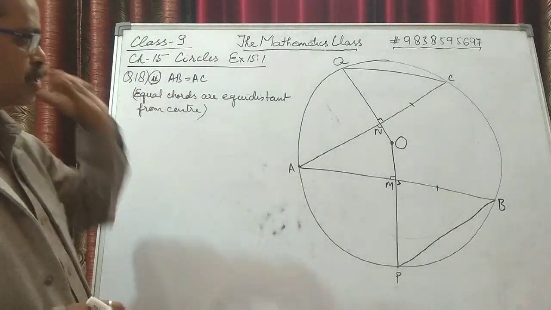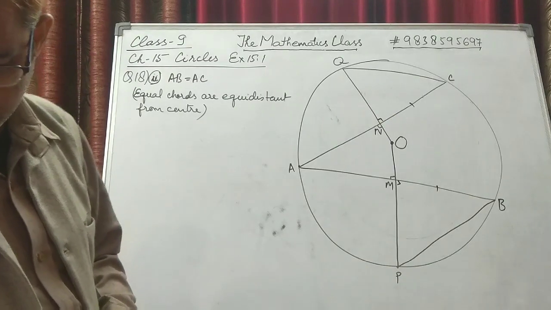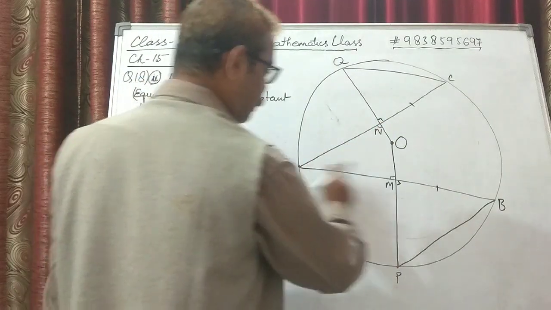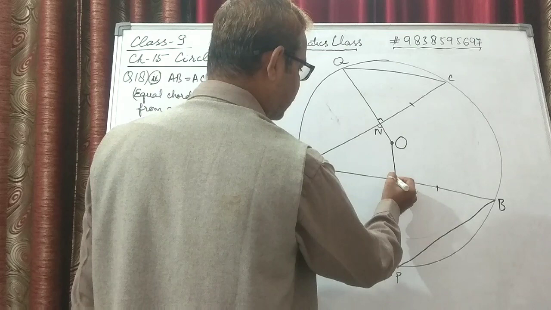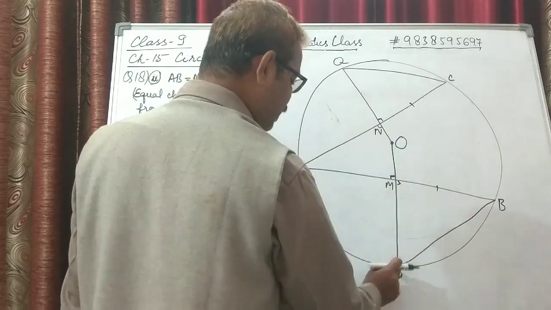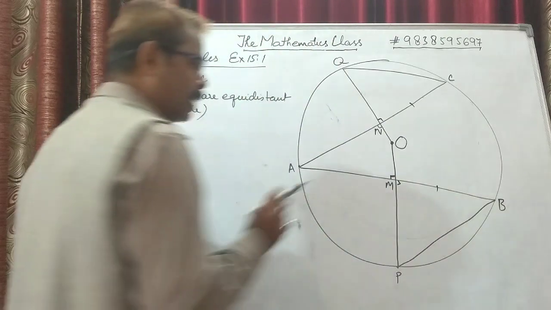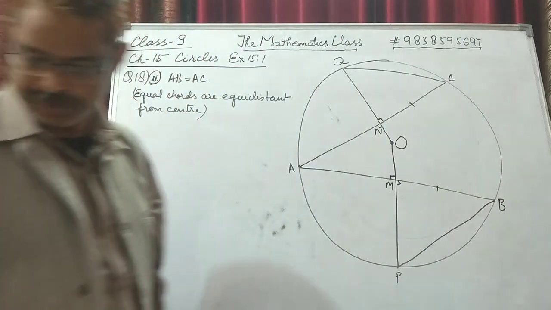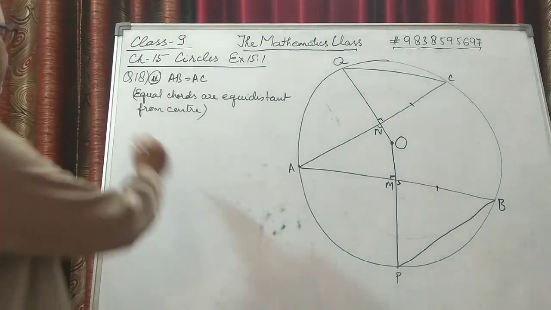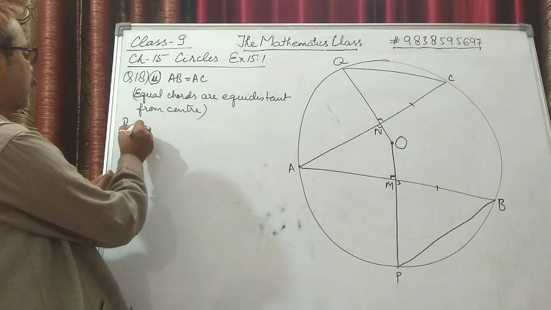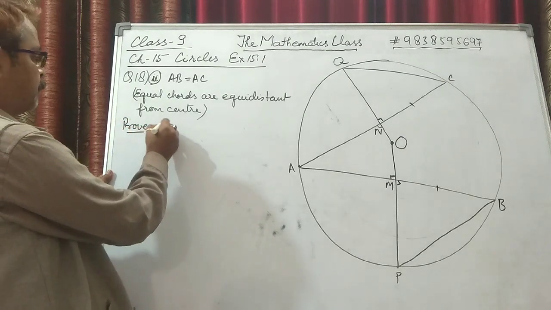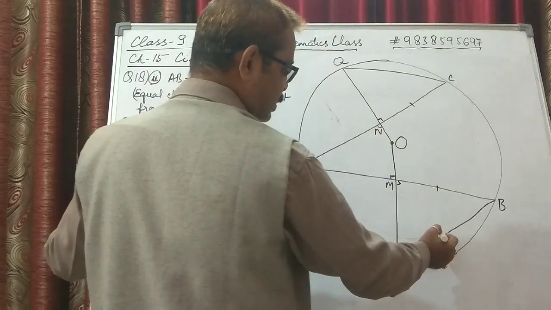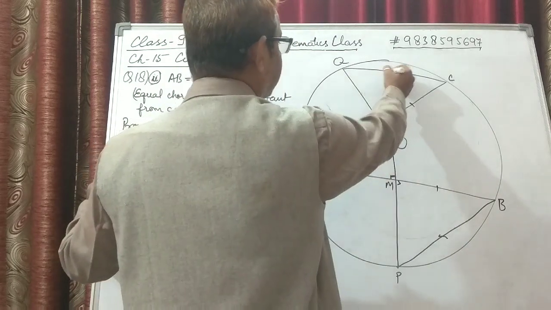So first of all, it is given that AB is equal to AC. Then they say that OP is perpendicular to AB, so I have made a 90-degree sign so that OP is perpendicular to AB. And similarly they say OQ is perpendicular to AC. Prove that PB is equal to QC. What you have to prove? You have to prove that PB is equal to QC. Means this line and this line are equal in length.